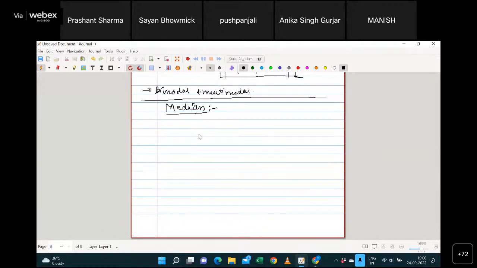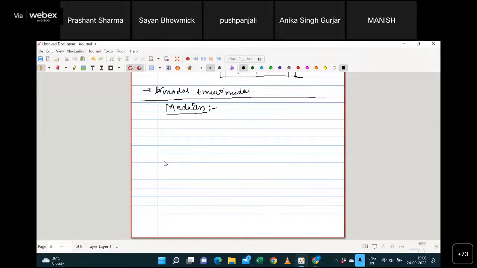Now come to the median. Can you tell me what median means? What is the meaning of median? The middle value of a sorted data set. Be clear with the word sorted, right? You can say sorted, ascending or descending order. So median is nothing but the middle value, and we have to be careful for sorting.